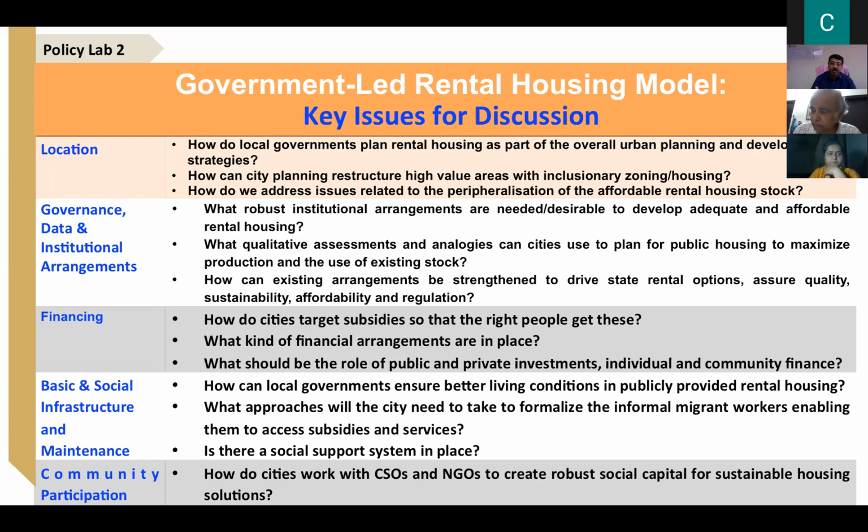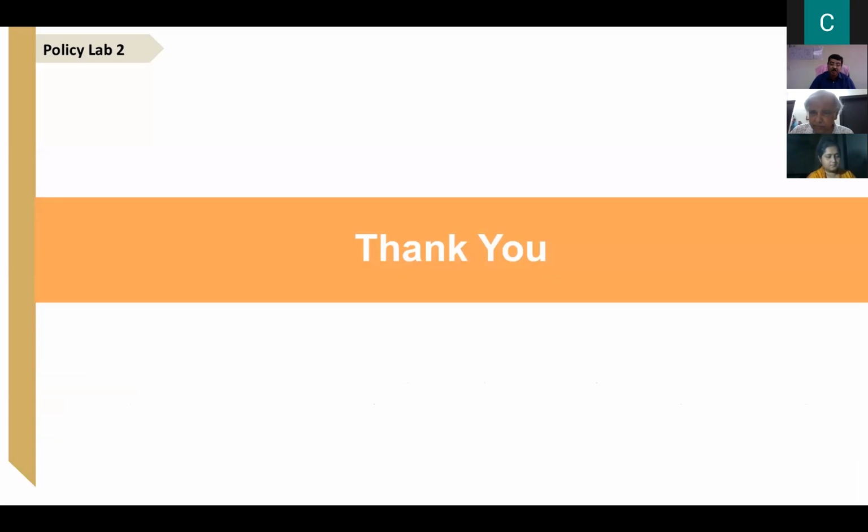Then the issues of governance, financing, how cities target subsidies because it is limited, and what are the roles of public and private investments. Then basic and social infrastructure and maintenance issues is very important. And then the community participation. How do cities work with the community, the civil society organizations, the NGOs to create a robust social capital for sustainable housing solutions?